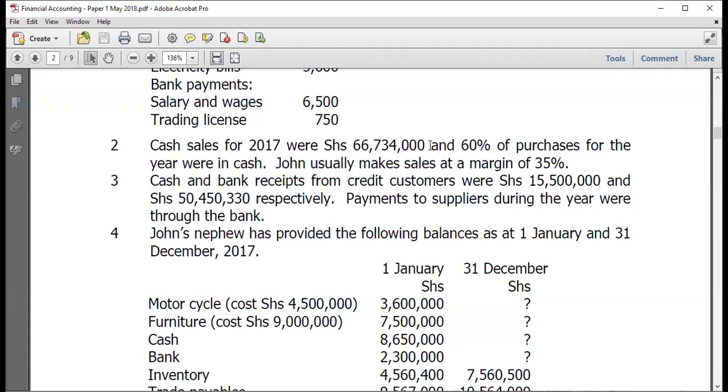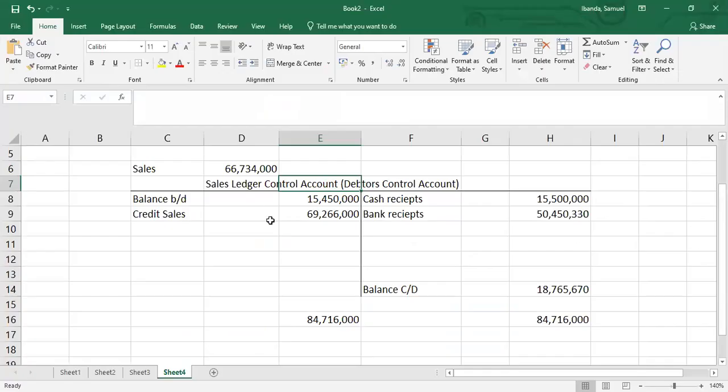Remember, this is a business that deals in both cash and credit sales, okay? Because they have already even told us here that they had some cash and bank receipts from customers. So I have to determine my credit sales. That is the reason why I've gone ahead to draw up this account, which I'm calling my debtors control account or sales ledger control account. Okay, so that is what has happened.